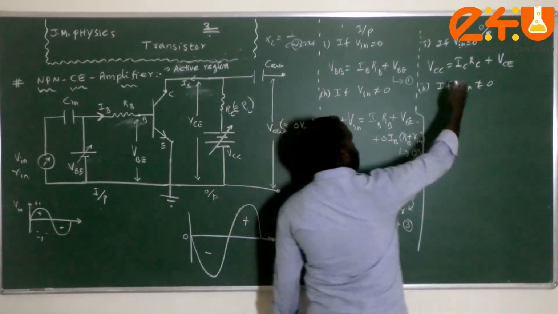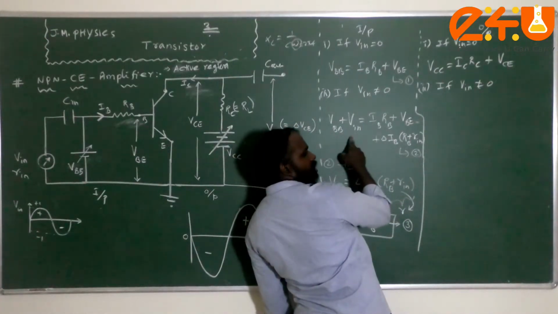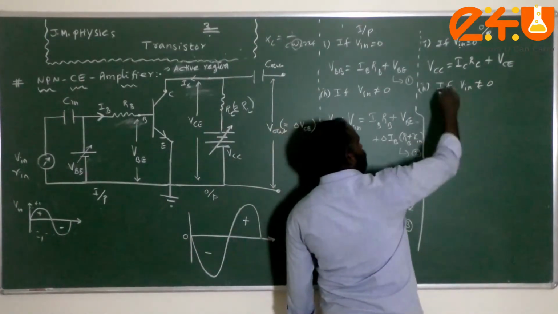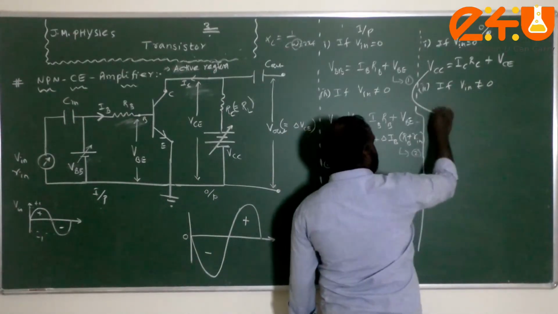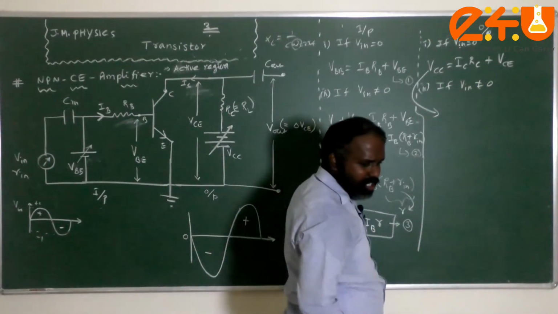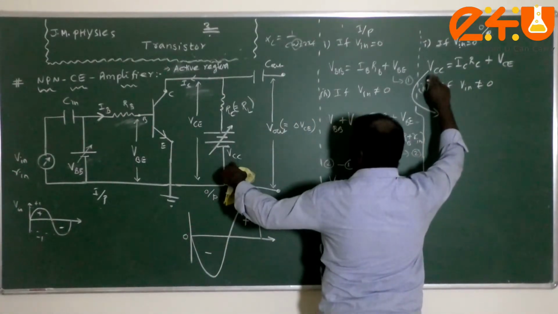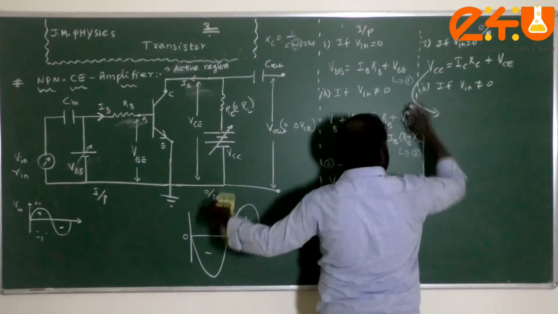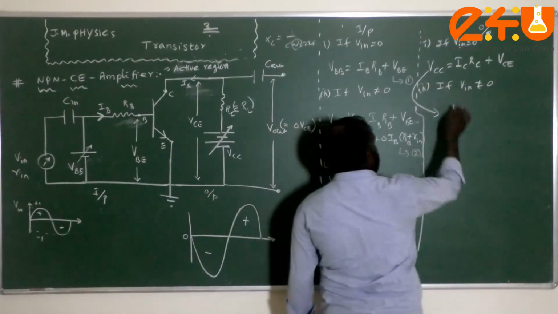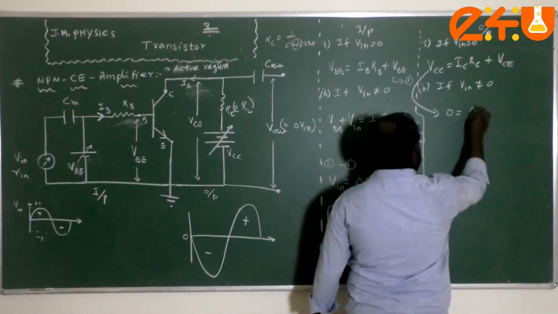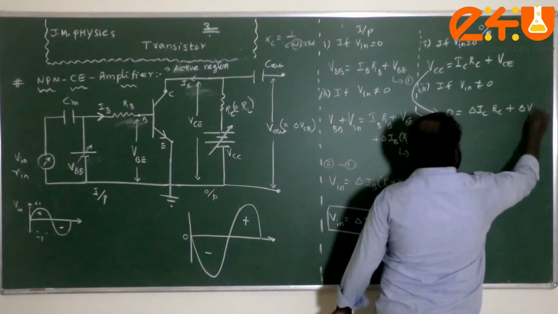Therefore, due to the addition of the signal voltage with the biasing voltage in the input part, there will be a change in the output part. That corresponding change, as I said, we differentiate. The constant biasing voltage, whose differentiation is 0. Constant differentiation means what, children? It is 0. So therefore we can say that 0 is equal to delta IC RC plus delta VCE.